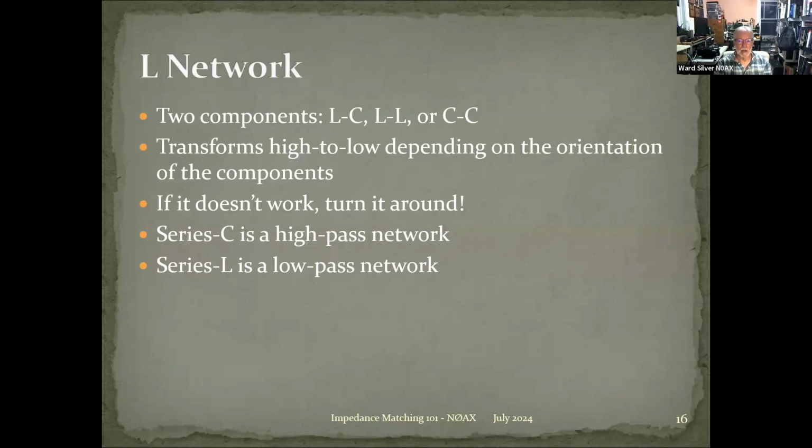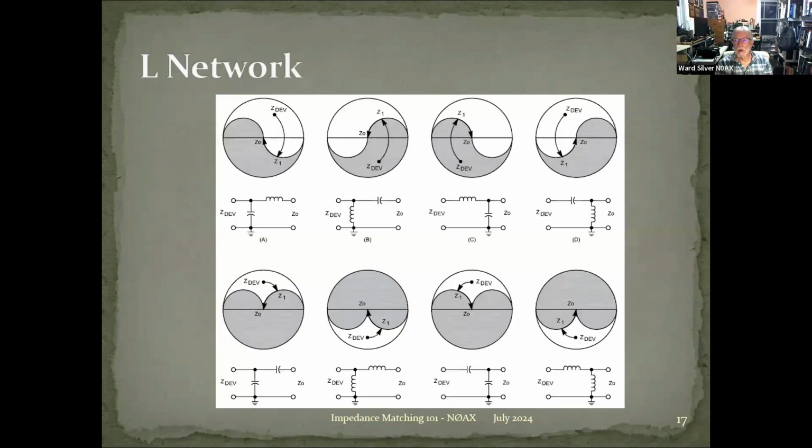If you have an L network with a series capacitor between the load and the transmitter, it's a high pass L network. And if you have a series L, it's a low pass network. Oh, here's the Smith chart. And you knew I was going to work in a Smith chart, didn't you? I left out the really complicated parts of the Smith chart. Up at the top, you can see 4 different variations of the L network. Here's one, Z of the device and the Z of the line.